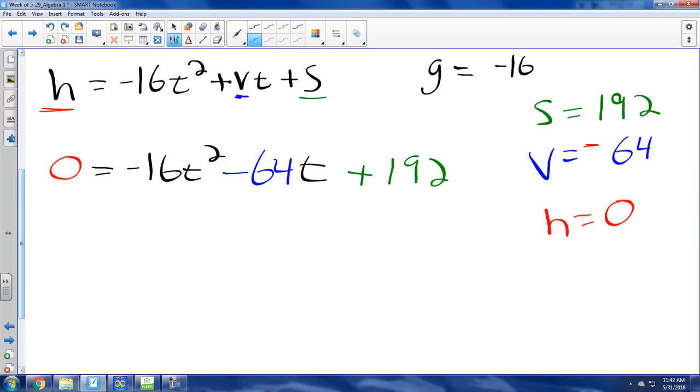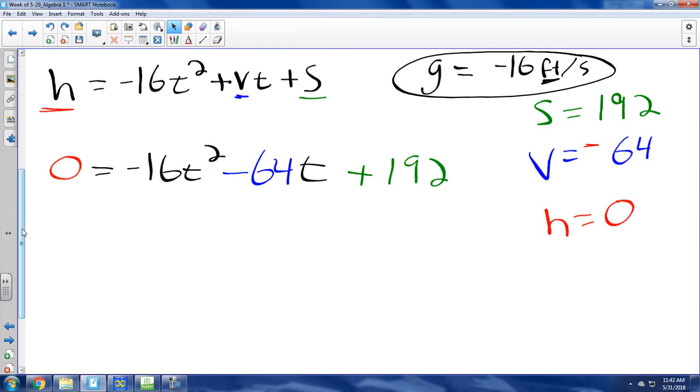So it's negative 16 feet per second, so make sure you're in feet. And there will always be a negative 16 in your equation. Okay? Unless you're doing it in meters per second, or you're doing it on the moon, where gravity's different. Okay? So, great question. Thanks for asking. But it will be built in.